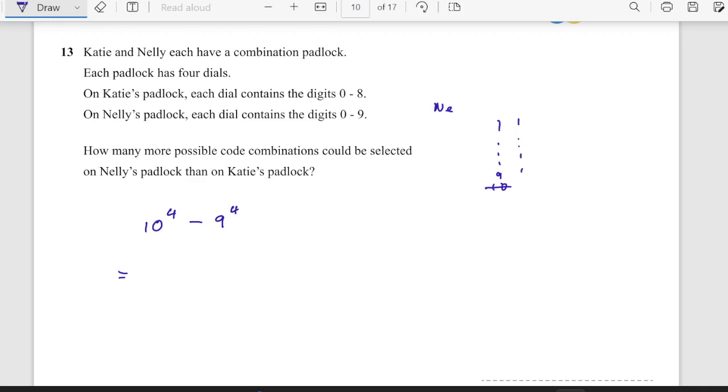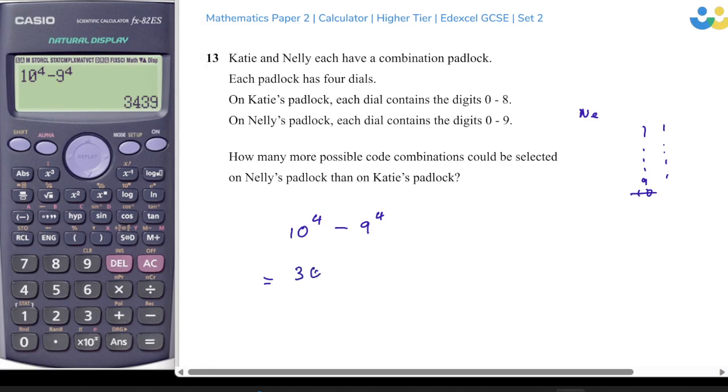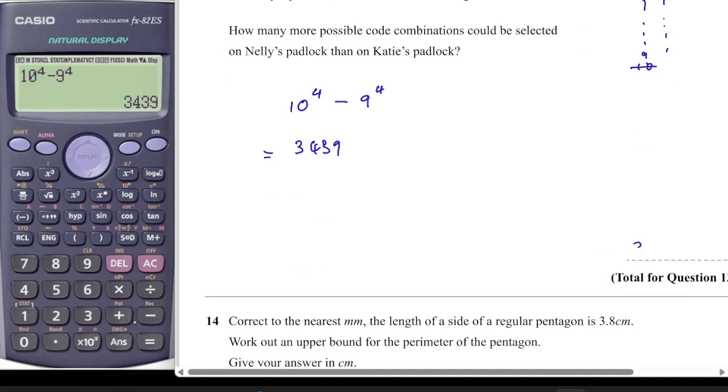I'm going to just use my calculator for that. So 10 to the power 4 minus 9 to the power 4. So there's going to be a difference of 3,439 combinations. Nice question.